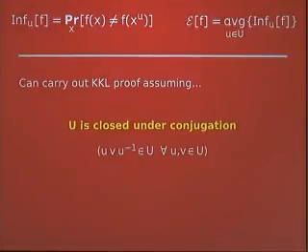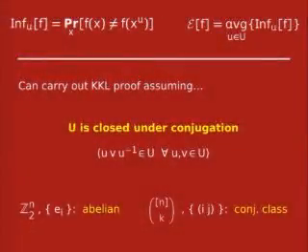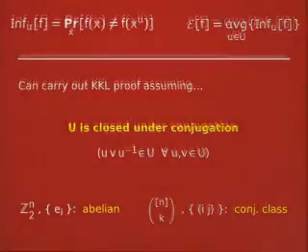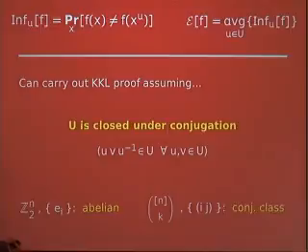Anyway, so you can basically just carry out the KKL proof in this setting with this extra assumption. And so this extra assumption holds in the two main cases that we care about. In the hypercube case, it's very easy because the group is abelian. So I mean, conjugation just doesn't do anything. It just leaves it the same. And it also works out fine in this case of the k-slice with the transpositions, because the transpositions form a conjugacy class of Sn. So if you conjugate a transposition, you get another transposition. So that's great. So you can prove it in both of these settings.